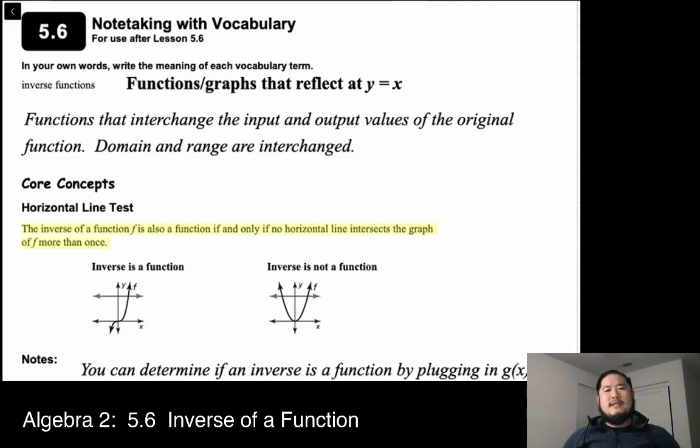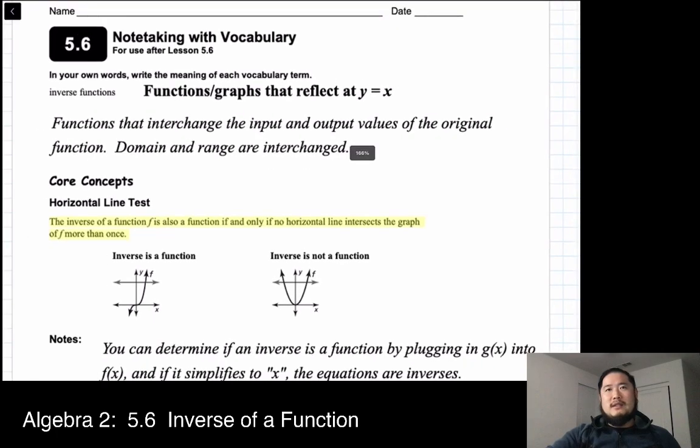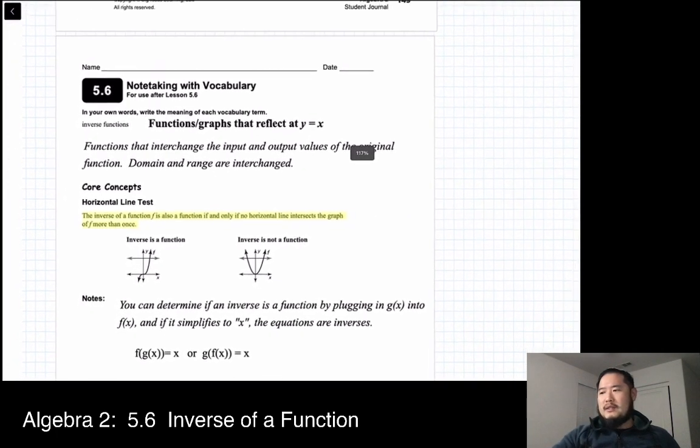All right, let's take a look at section 5.6, inverse of a function. We start off, what is an inverse? The simple way is functions graph that reflect at y is equal to x. Hopefully since Algebra 1, you've learned that an inverse is simply, if you were given a table of values, you go ahead and switch x and y, and that would be the inverse. But when it comes to graphing, it's this reflection of y is equal to x.